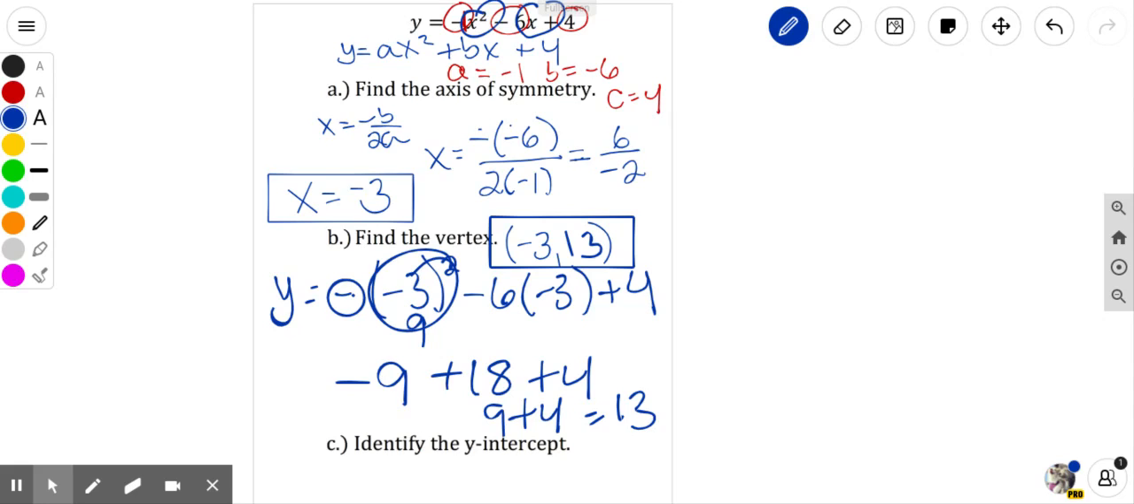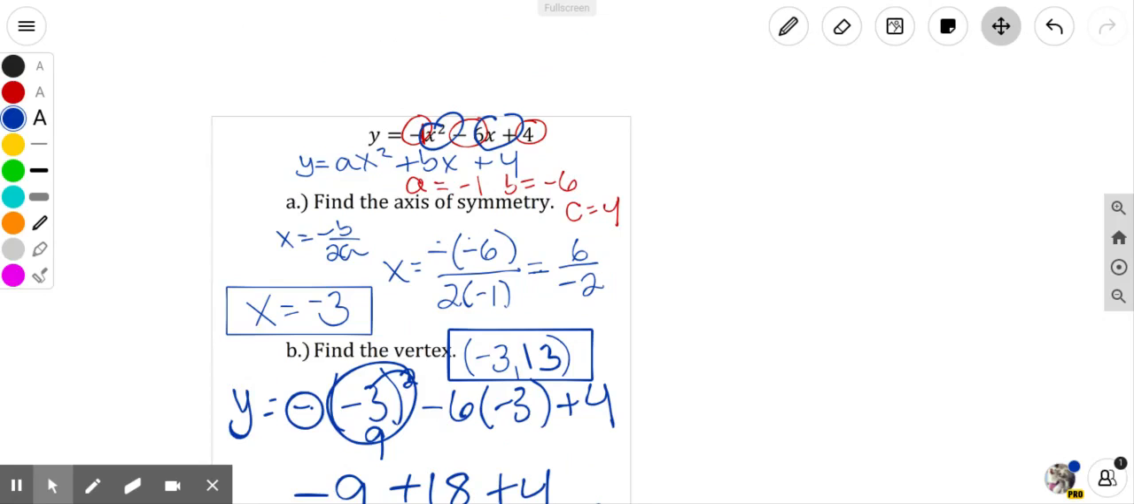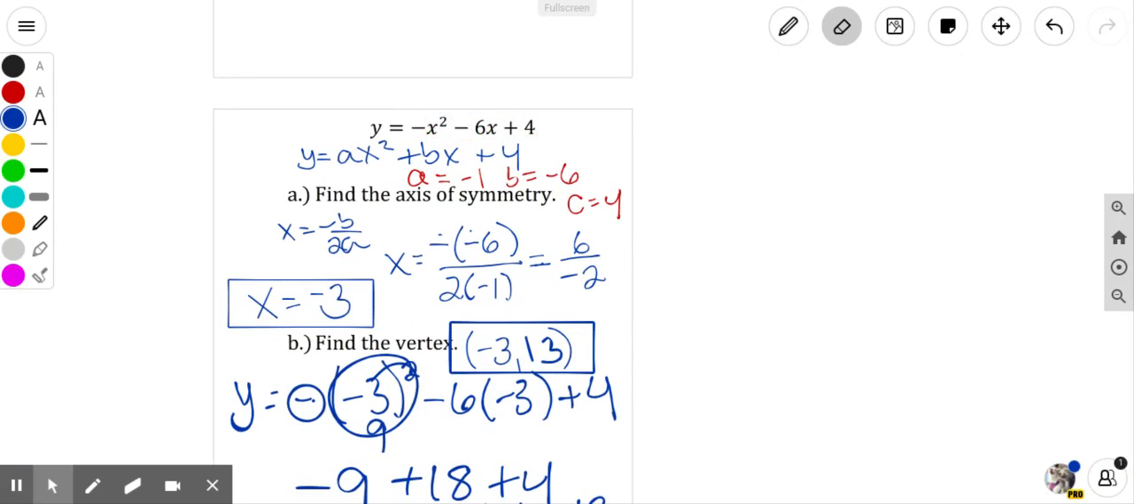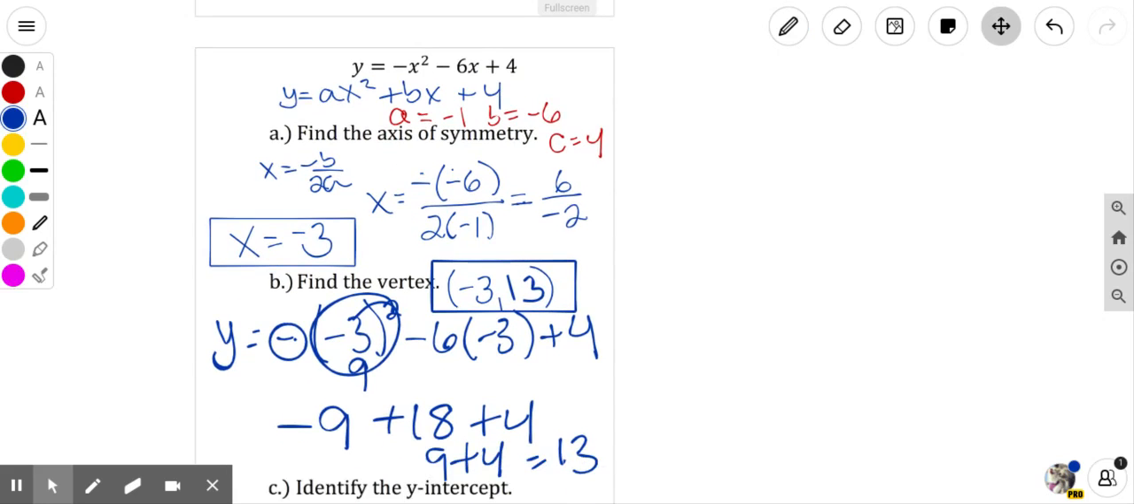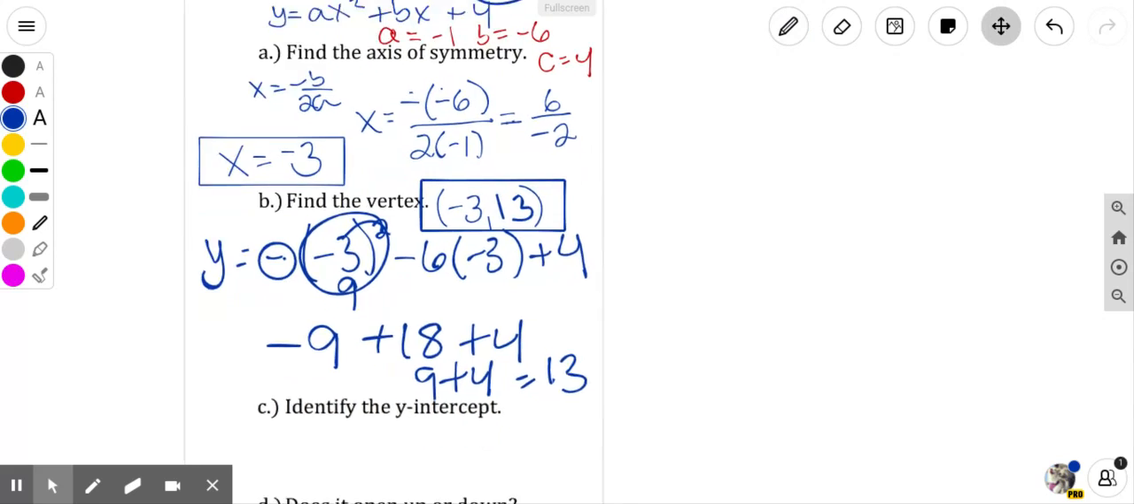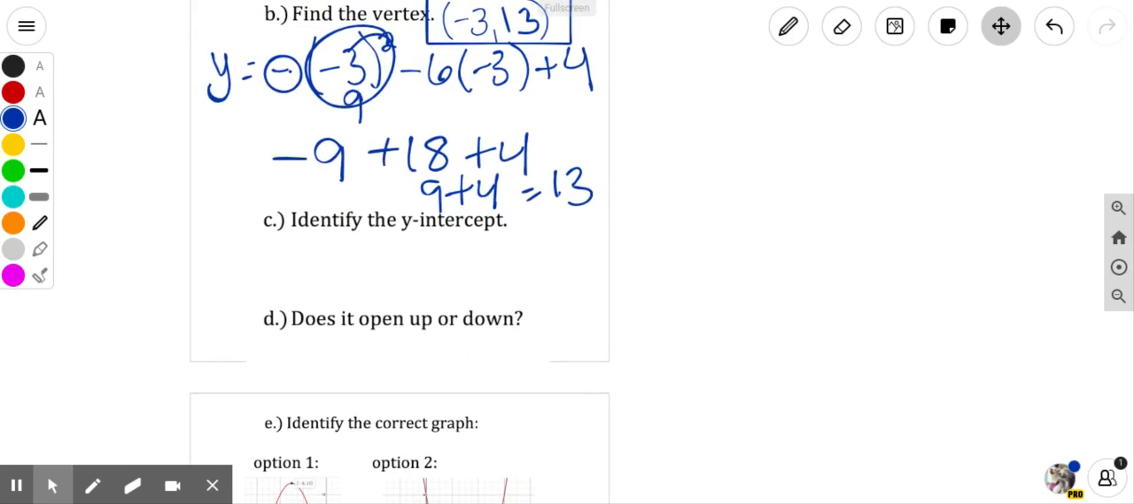Okay, next identify the y-intercept. So if you take a look up here, let me erase some of this. Remember that the y-intercept is your c. So see how our c is 4 here? So that means your y-intercept is 4. So it's 0, c is how we write the y-intercept, which in this case is 0, 4.